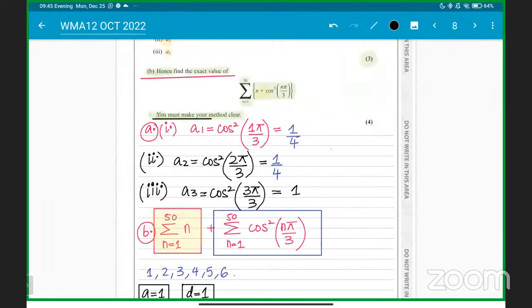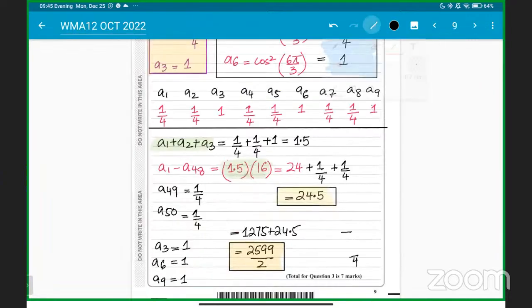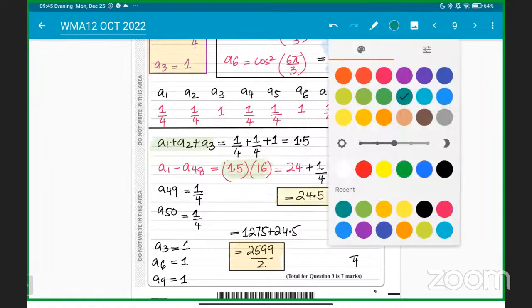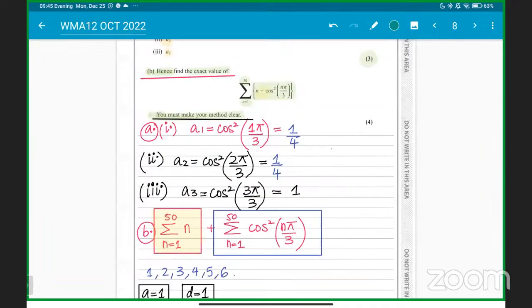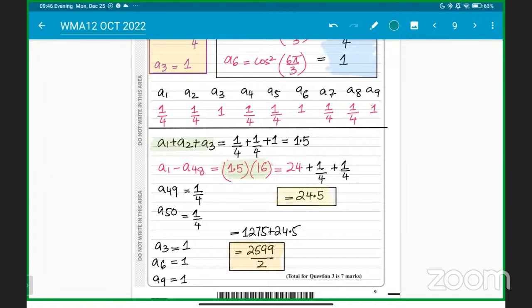As I said, you can use any method. If you have identified how this is going to go, students, then do it anyway. For the examiner, just make sure the method is clear. That's why my method is completely clear: how I've done it, why I've multiplied by 16, and that I'm adding the 49th and 50th terms. So he will get an idea what I'm doing here. Okay, everyone getting it clear? Hope everyone gets it.